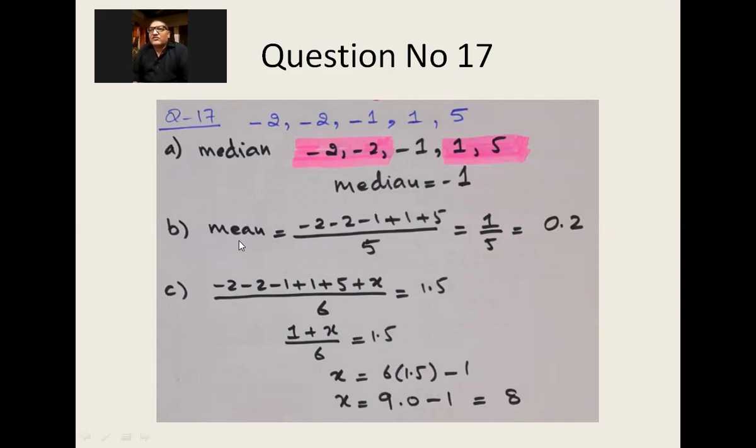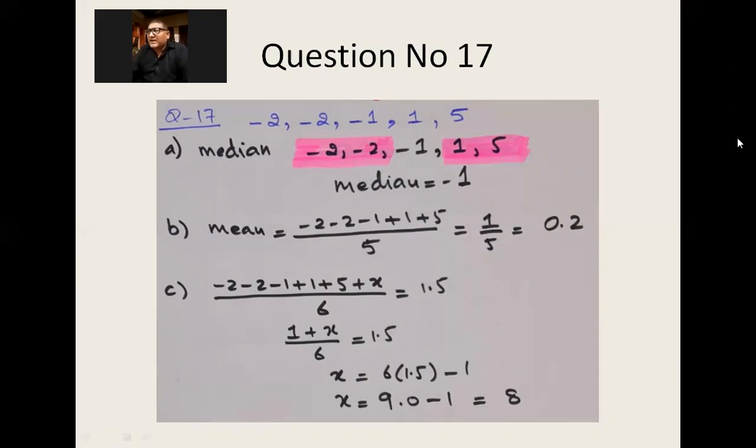So the next question is find the mean of these numbers. You can find the mean by minus 2, minus 2, minus 1, plus 1, plus 5. So add them all up and divide by 5 because there are 5 numbers. Their sum will be 1, so divided by 5, that will be 0.2.